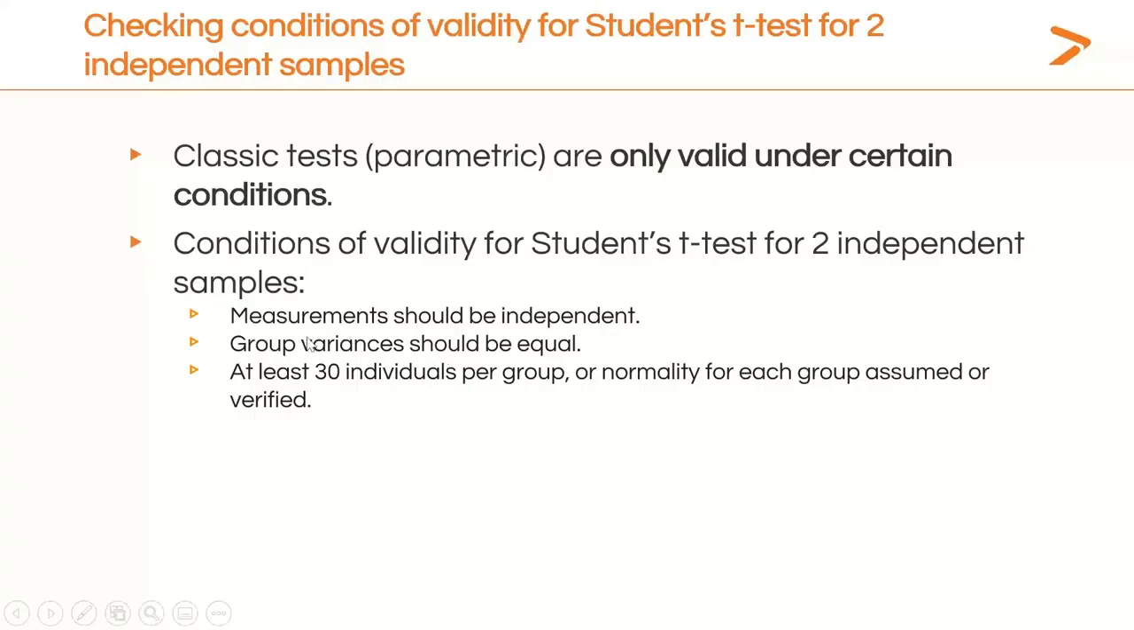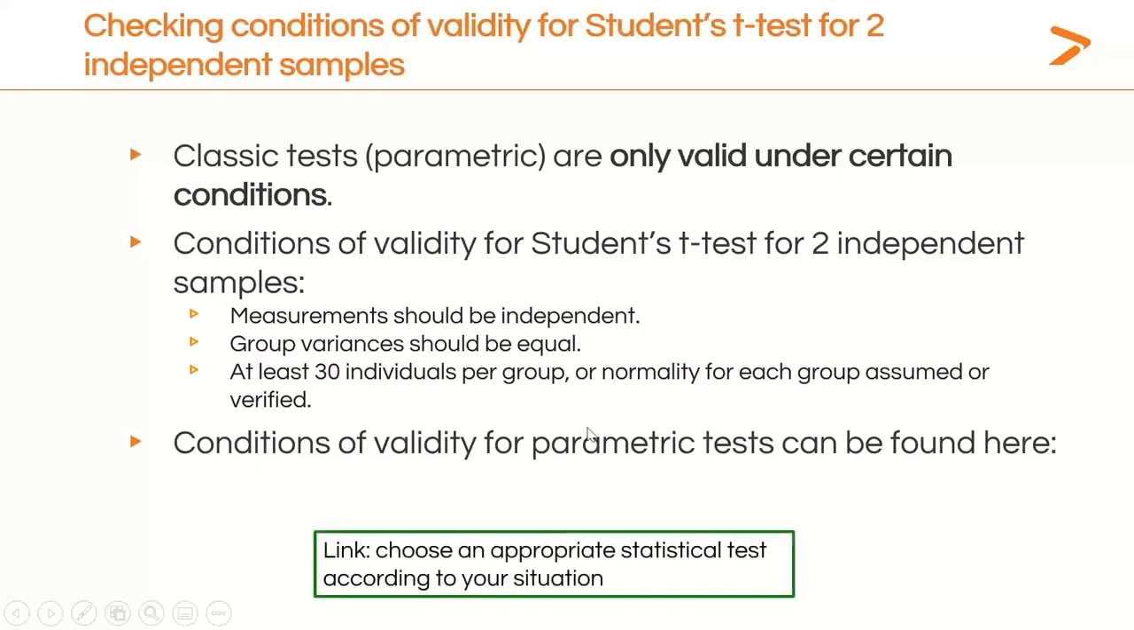You can test for the equality of variances by using a statistical test. So there are statistical tests for this in ExcelStat. And you need to have at least 30 patients, 30 individuals per group, or if this is not the case, the normality for each group assumed or verified. For more information about normality, you can check the descriptive statistics webinar that we've seen a few months ago. Now, the conditions of validity for parametric tests can all be found here on this link.